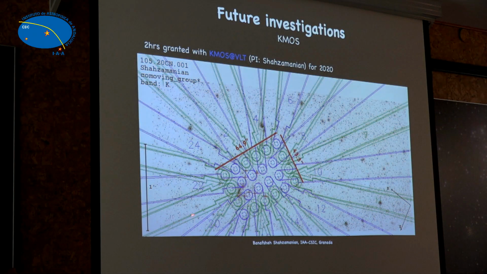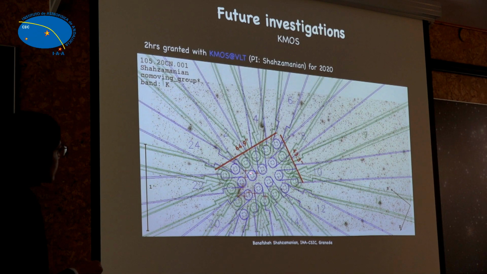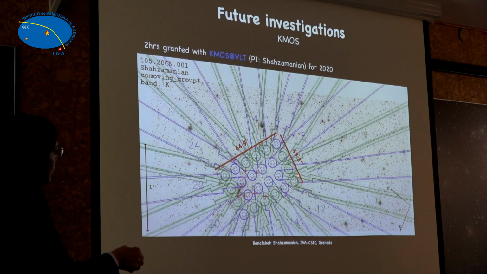So here you see the setup of our observation. We have been granted time to observe these sources with CMOS, and you see here the red crosses are the position of the co-moving group of stars, and we have our observation in the mosaic mode. This region here is the mosaic mode of CMOS, and all these circles here are the position of the arms, of the 24 arms that are located in different positions of this square.